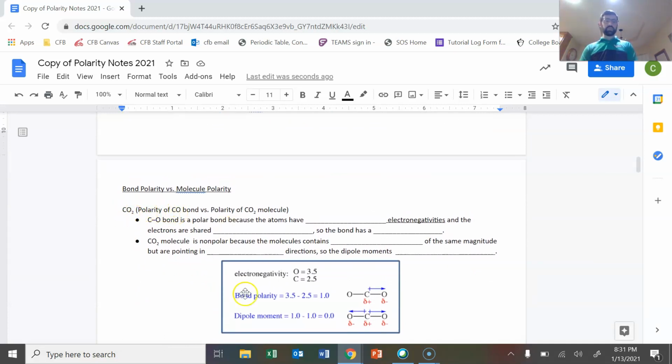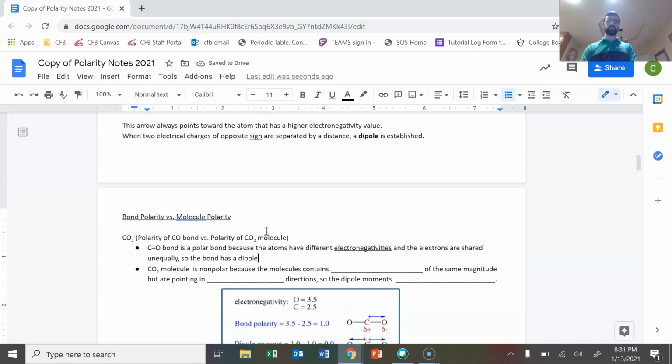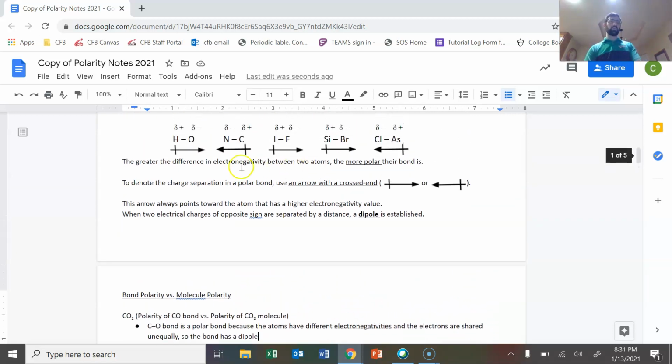Okay, so in CO2, you've got a C=O bond on the left and you've got another C=O bond on the right. The C=O bond is polar because the atoms have different electronegativities and the electrons are shared unequally. So the bond has what we call a dipole. We just defined that word on the last page. A dipole just means that it's got a positive side and a negative side. What we're showing here is a dipole.